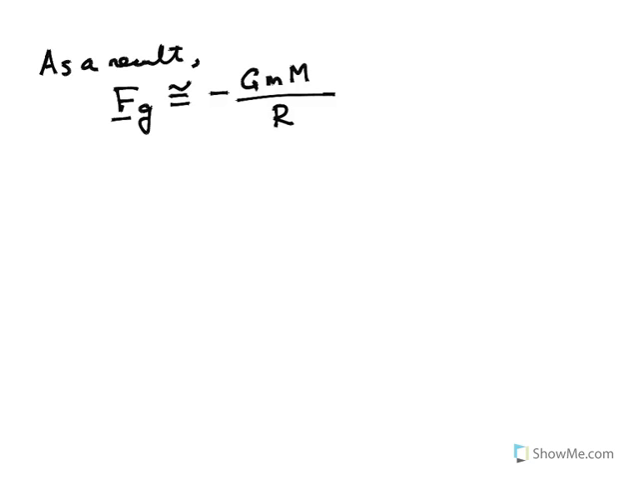As a result, the force of gravitation applied by the sphere to the particle can be approximated as minus G times m times big M, all divided by R squared times ER.